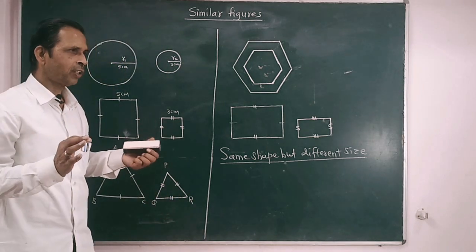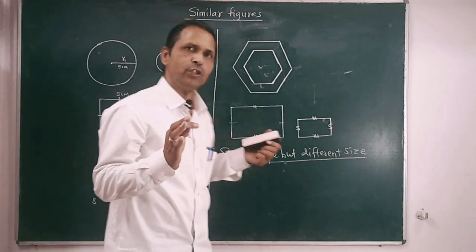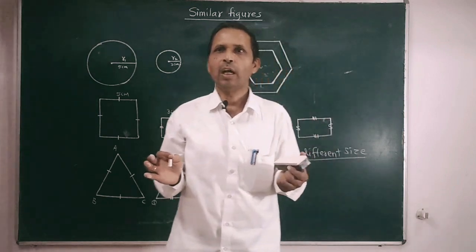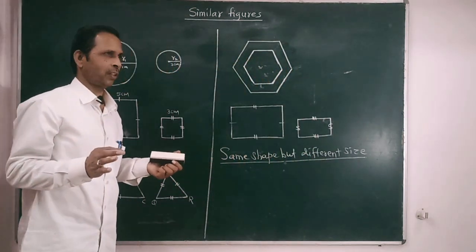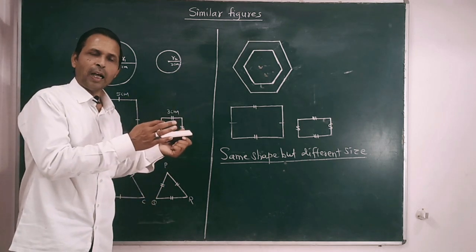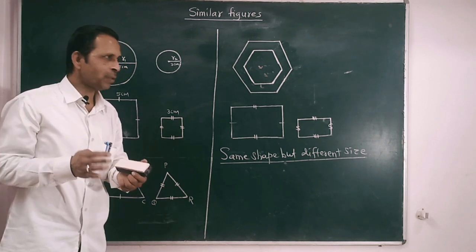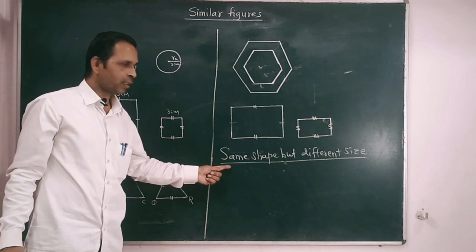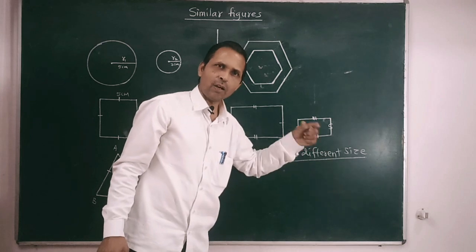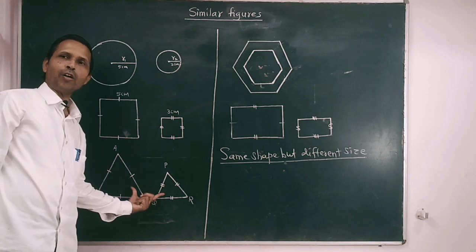Now if you observe a photograph of yourself, suppose this photograph and the original you, all these are similar figures. Or suppose we say the ship and the model of that ship, this is also similar figures. Means similar figures are those figures which have the same shape but different size. Now we are going to study only the similarity of triangles.